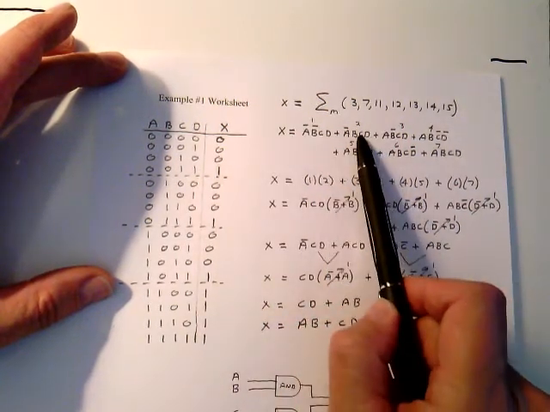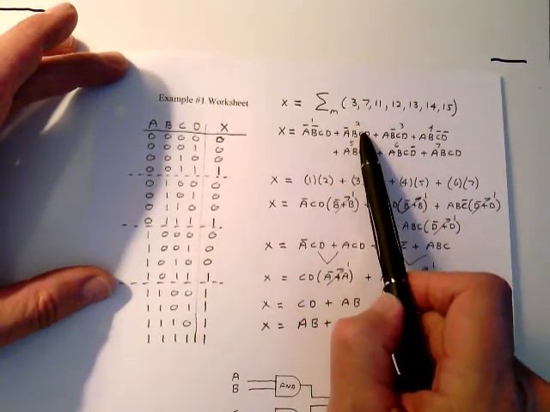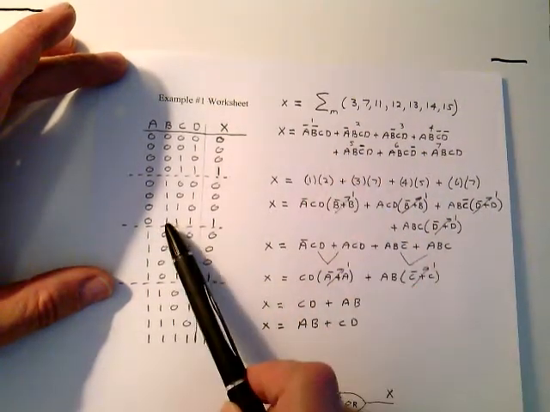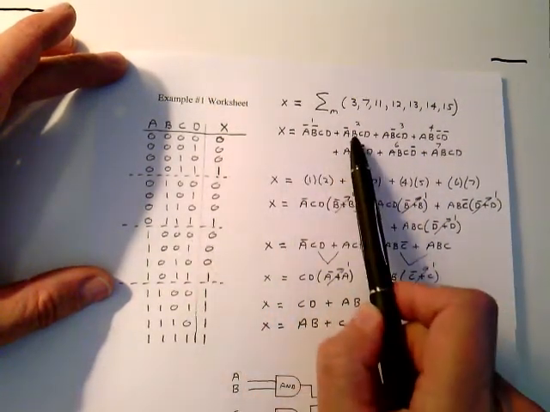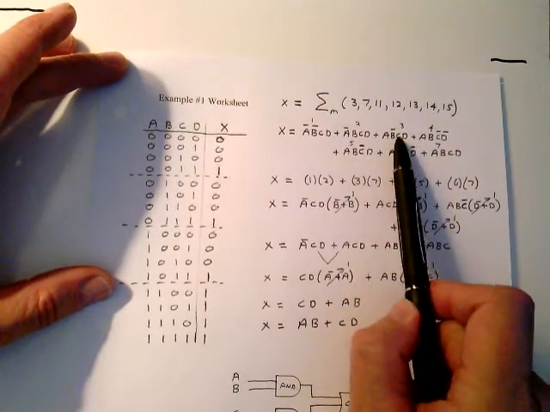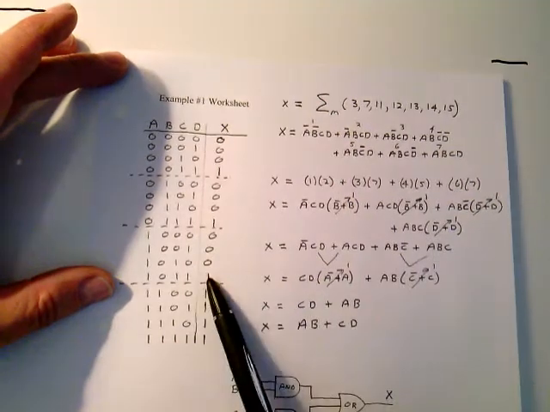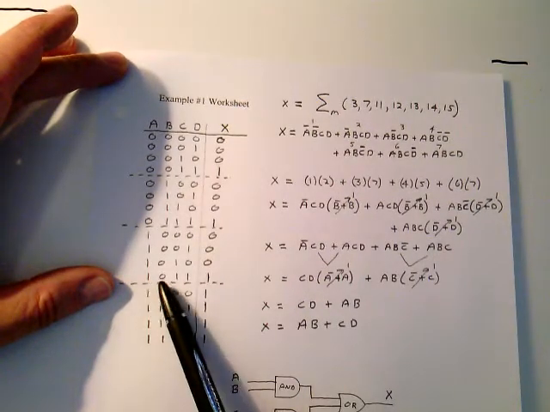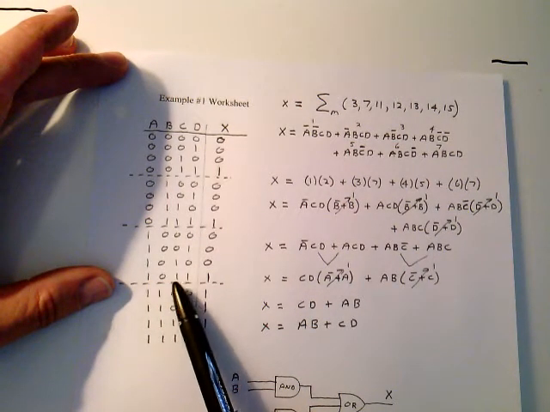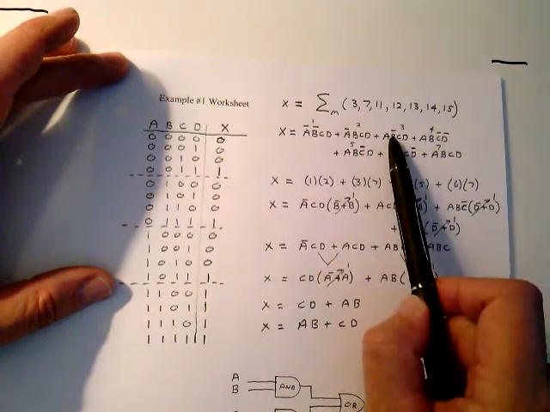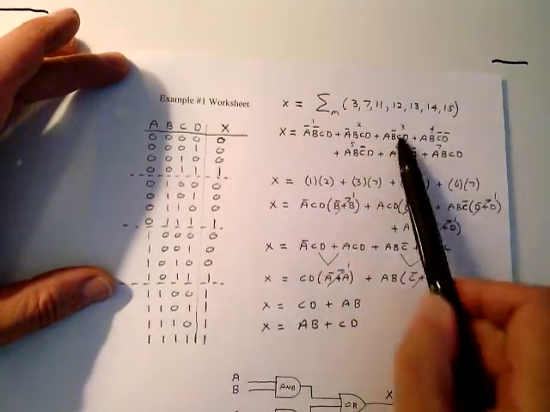How do we get this second fundamental product, which is 7? A is low, B, C, D are all high. How do we get this third fundamental product, which is 11? A is high, B is low, C is high, D is high. In other words, B is the only one with the bar above it. And you can form the other 4.